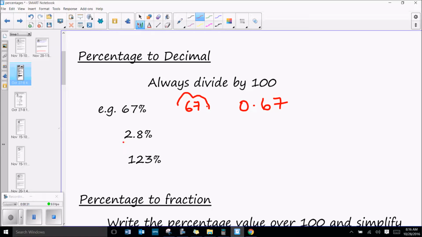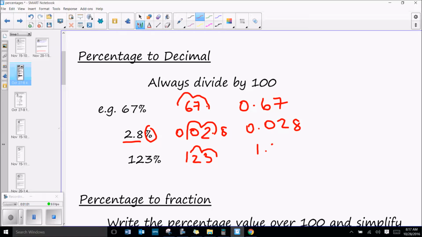2.8%. This already has a decimal in it, but it's still a percentage at the moment. So that's what we're trying to get rid of. So 2.8%, moving our decimal point back 2 places, becomes 0.028. 123%. A percentage can be more than 100. 123, the decimal point is here, 1, 2, so this would be 1.23.